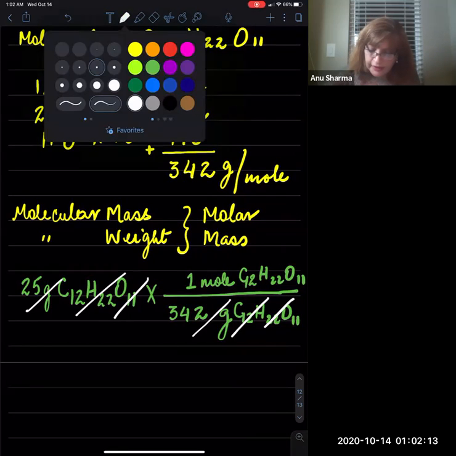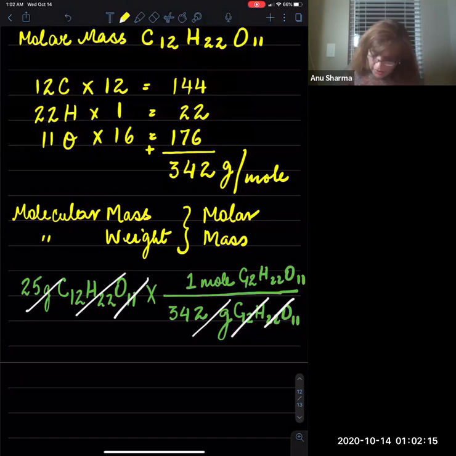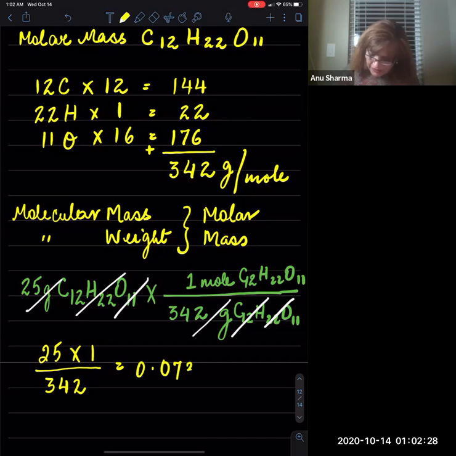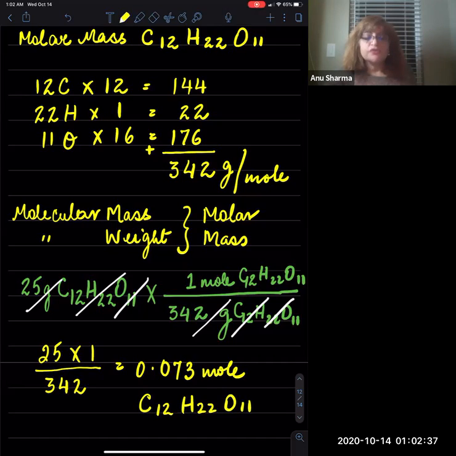So now you are going to write down the answer, the computation: 25 times 1 divided by 342, and that should give you 0.073 moles of C12H22O11. Okay, so this is the grams to mole conversion. Sorry, this was the grams to mole conversions.